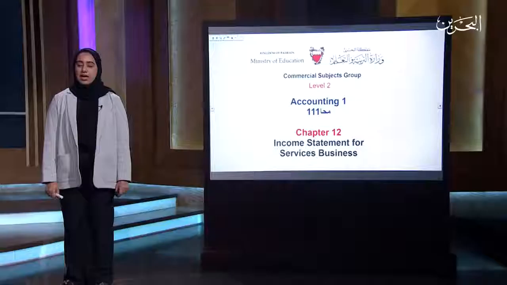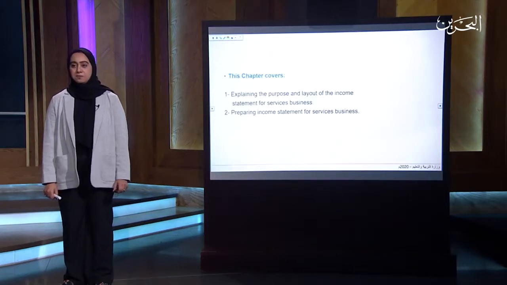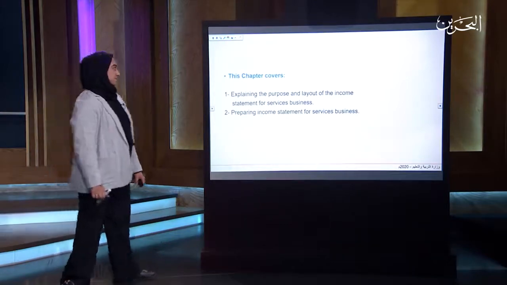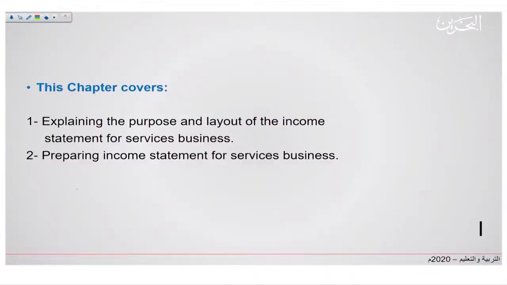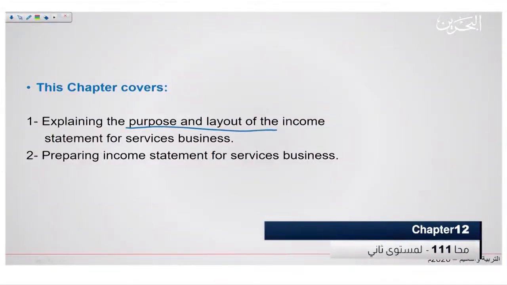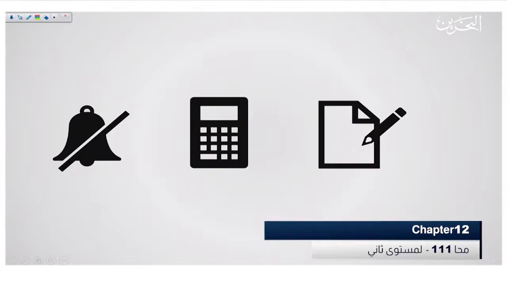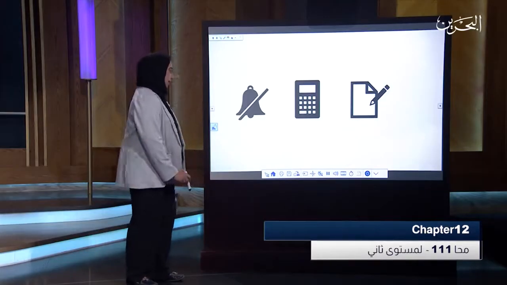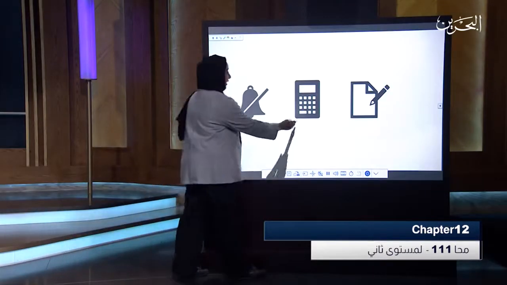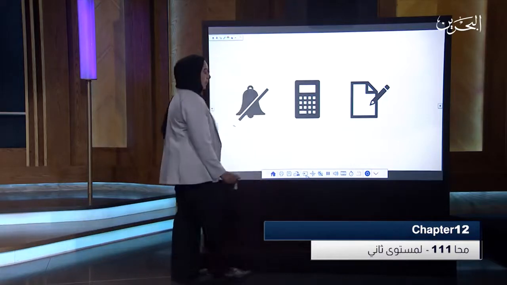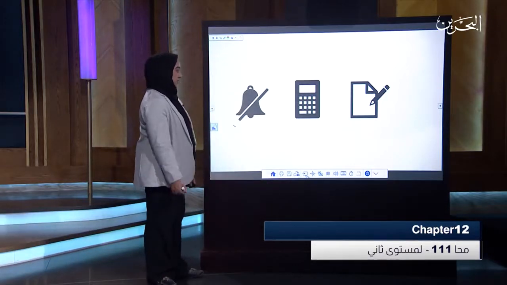Today, our subject is Accounting 111, and I'm going to explain chapter 12, which talks about the income statement for a services business. First of all, this chapter explains the purpose and the layout of the income statement and how to prepare an income statement. At the beginning, I want you to sit in a quiet place, hold your calculator, and use a paper and a pen to solve some exercises with us.